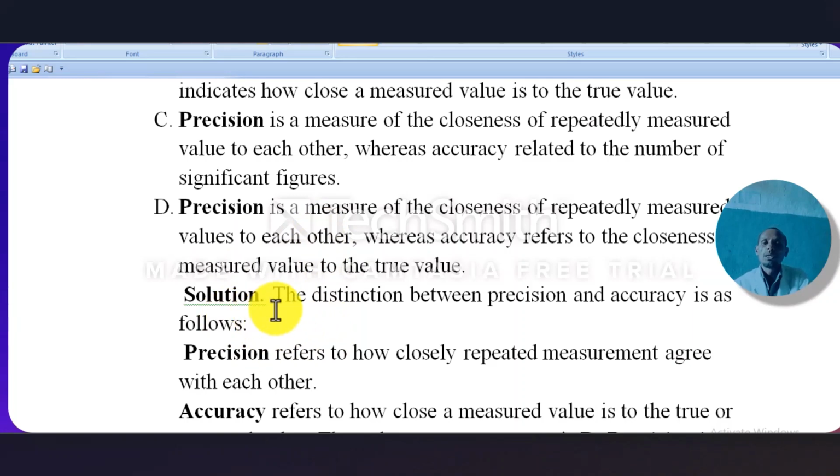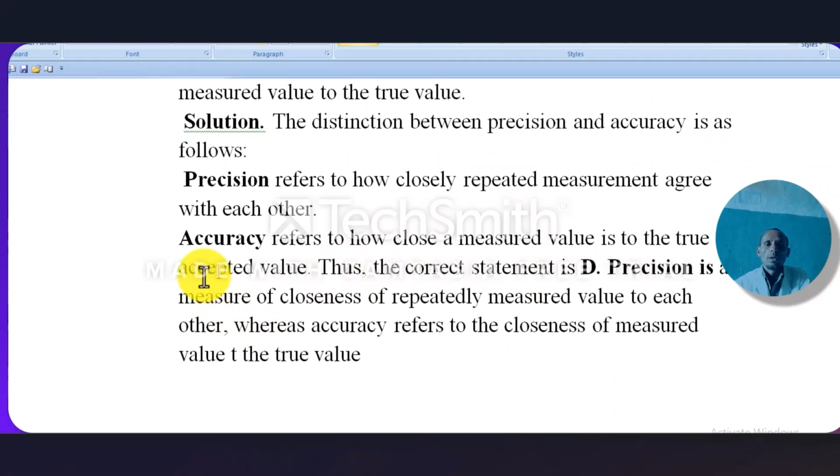When we come to the solution, the distinction between precision and accuracy is as follows. Precision refers to how closely repeated measurements agree with each other. Accuracy refers to how close a measured value is to the true or accepted value. Thus, the correct statement is D. D says that precision is a measure of closeness of repeatedly measured values to each other, whereas accuracy refers to the closeness of the measured value to the true value.